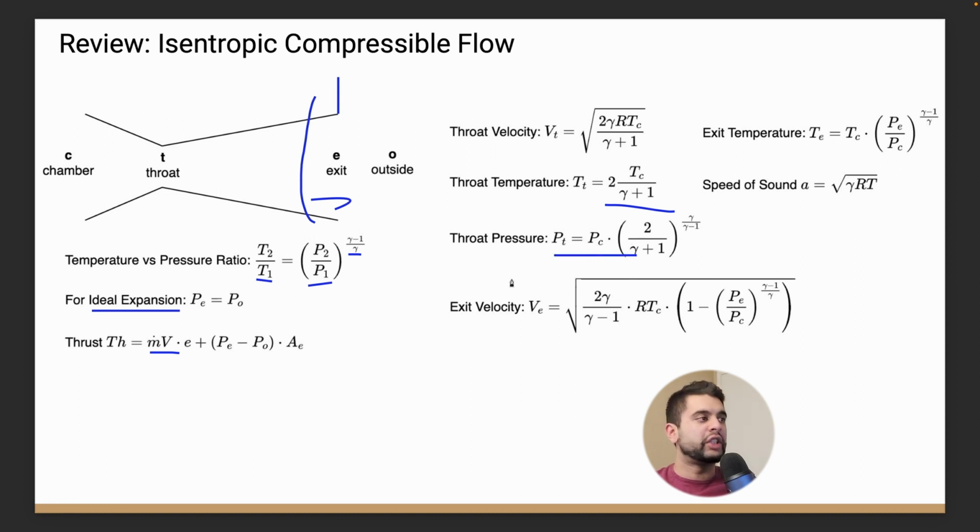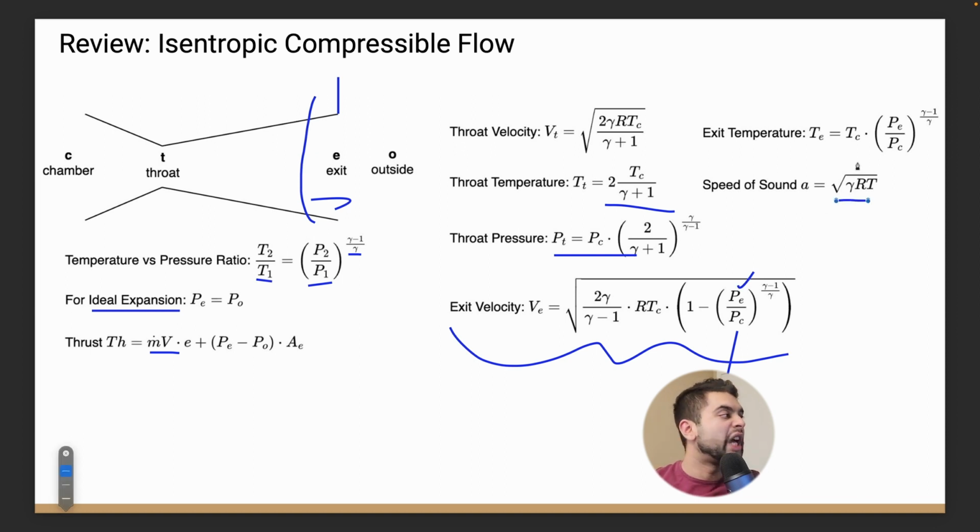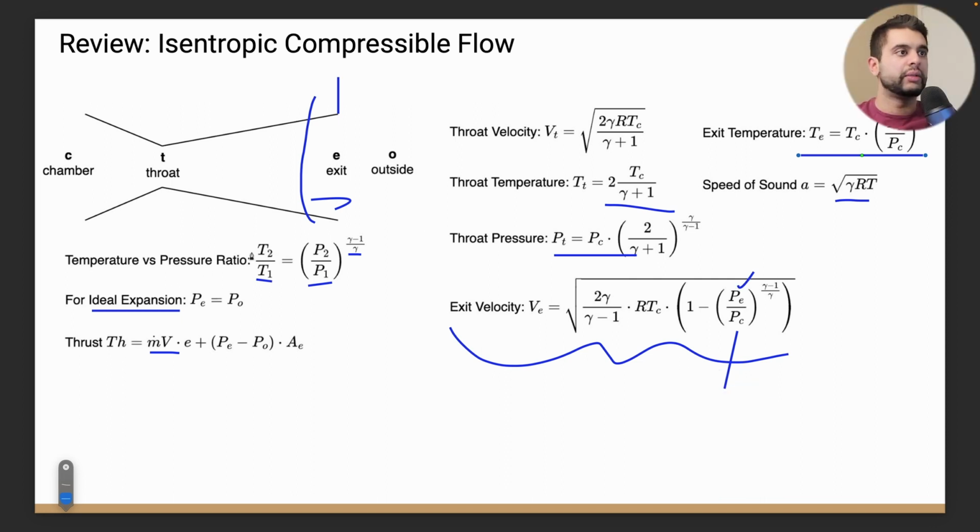The throat pressure again, and then the exit velocity, this one will be used to determine the exit Mach number, because Mach is the ratio of velocity divided by the speed of sound. To determine the exit velocity, you need to get the exit pressure first. You know what the chamber pressure is already because that's a parameter. You just divide the two and then you go from there. RTc is again this value here. The speed of sound is the square root of gamma R T, and the exit temperature can be determined from this method here, using this.